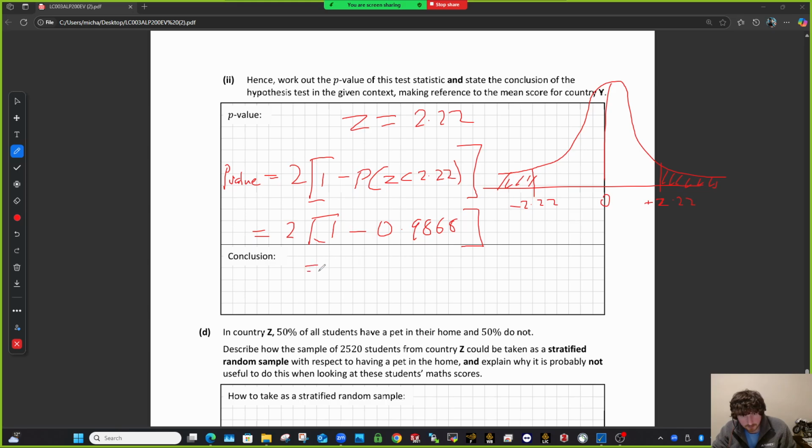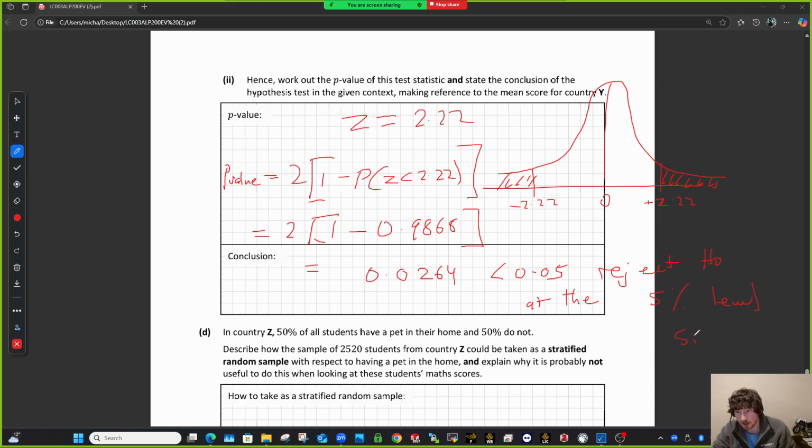Yep, and so the p-value works out as 0.0264, and that's a small p-value. That's a p-value less than 0.05. So that is reject H0. So this is your conclusion now. You reject H0 at the 5% level of significance.